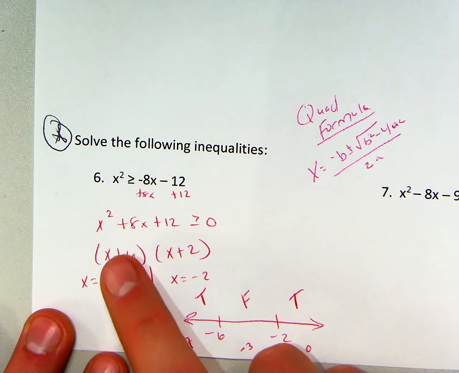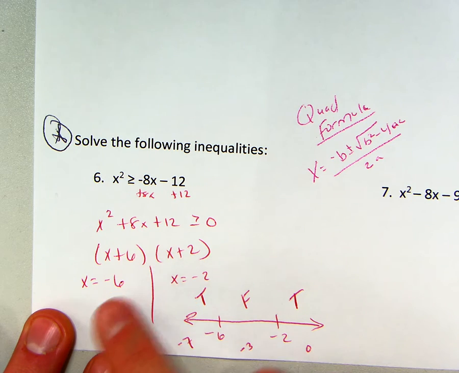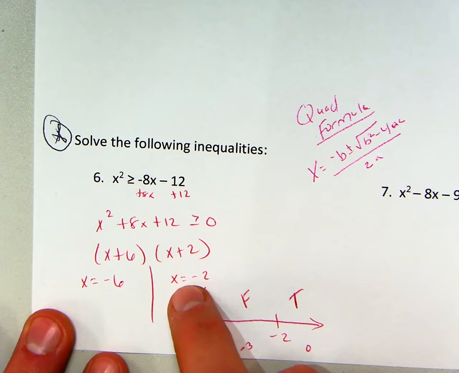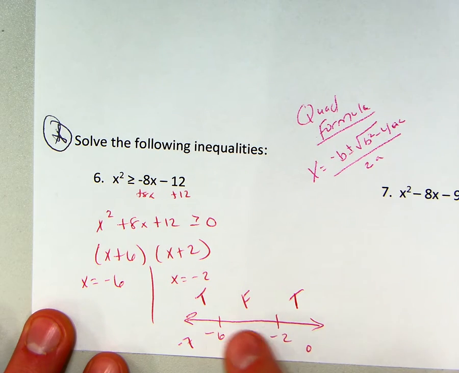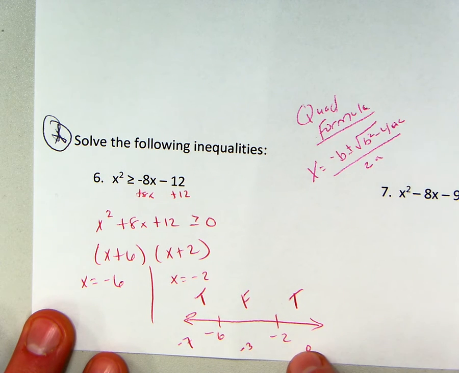Then you solve both of these for 0, so you have x plus 6 equals 0, which is x equals negative 6, and you get x equals negative 2. You put those 2 points on a number line. You pick numbers that are in each region. So like what's the number that's less than negative 6, negative 7, what's the number between negative 6 and negative 2, negative 3, and what's the number greater than negative 2, 0.